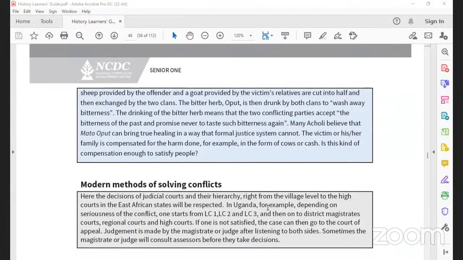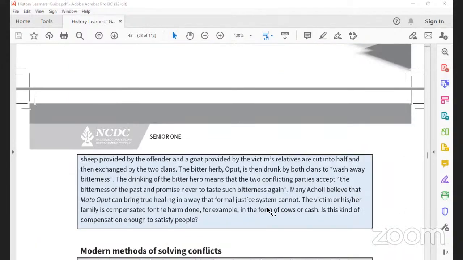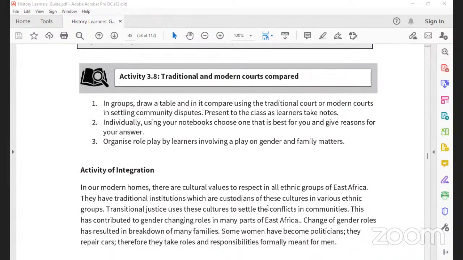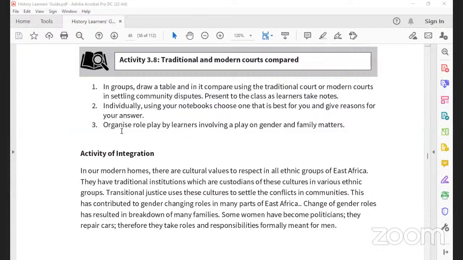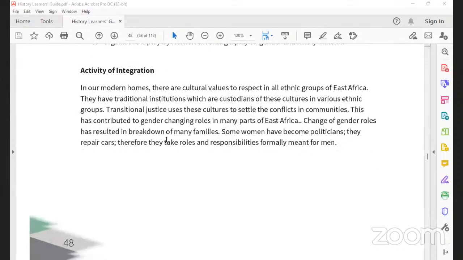Yes, reconciliation. Reconciliation means the restoration of friendly relations. As we are closing this chapter, I want us to put down this activity of integration. Hope you can see it on my screen. Can you see it on my screen? Yes. Okay.